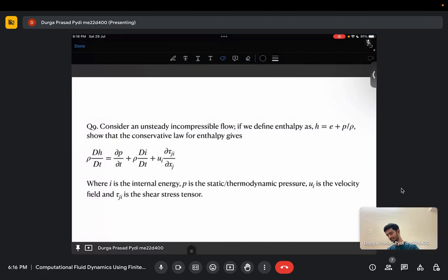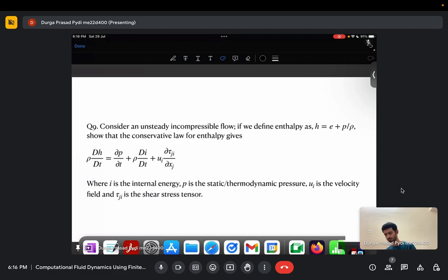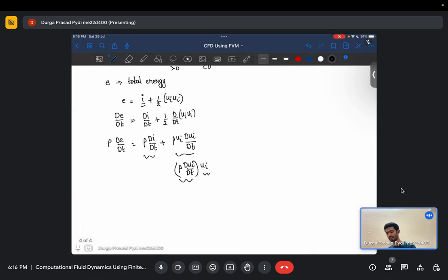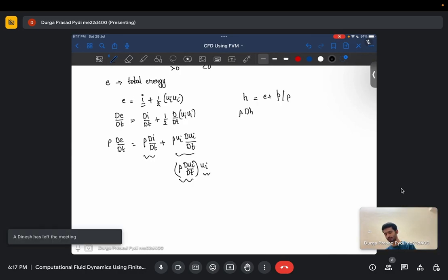So how do you define enthalpy? Suppose I derive a new quantity h, I define it as h equal to E plus P by rho. I defined it this particular way, and maybe rho and P are looking similar, I just use P by rho. So I am asking you to derive what is the expression for rho times dH by dt.